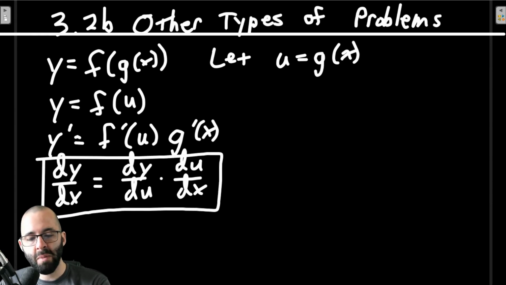One way to remember it, and this is not mathematically correct, but it's sort of how things work: these aren't actually fractions, so we can't cancel, but it kind of works for remembering. If those du's cancel, dy dx is dy dx. That's a good way to remember this little statement of the chain rule. This is just an alternate statement of the chain rule.